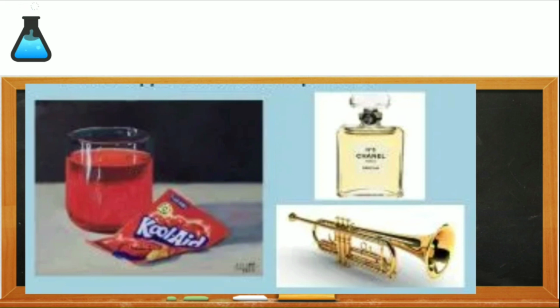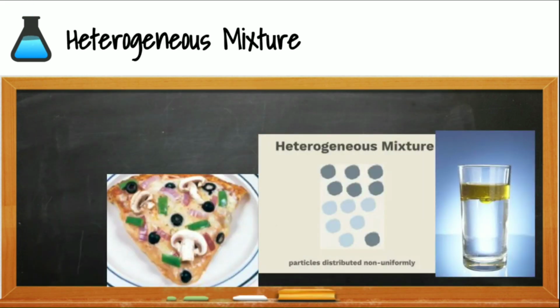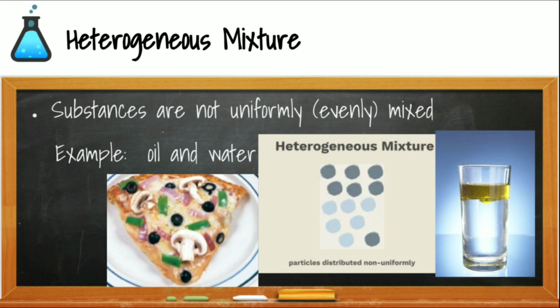Here we have a brass trumpet. Brass is a homogeneous mixture of two solid metals, copper and zinc. Heterogeneous mixtures are mixtures that are not evenly or uniformly mixed, so they have distinguishable parts. So oil and water has a distinguishable oil layer and a water layer.